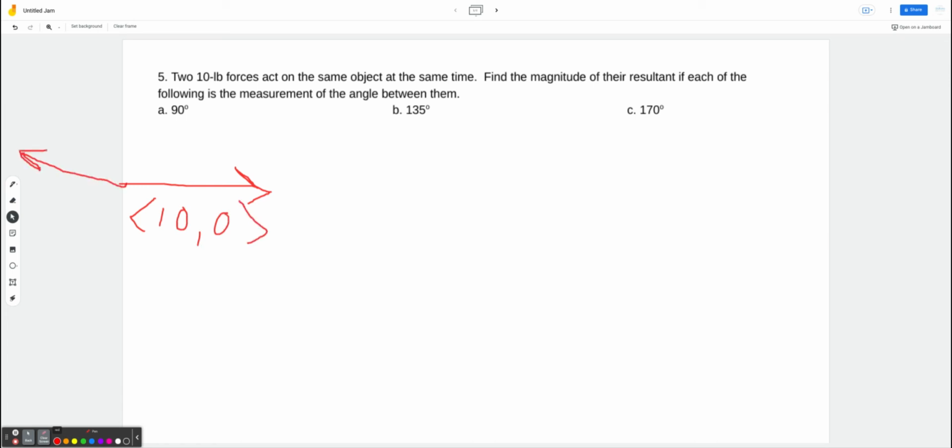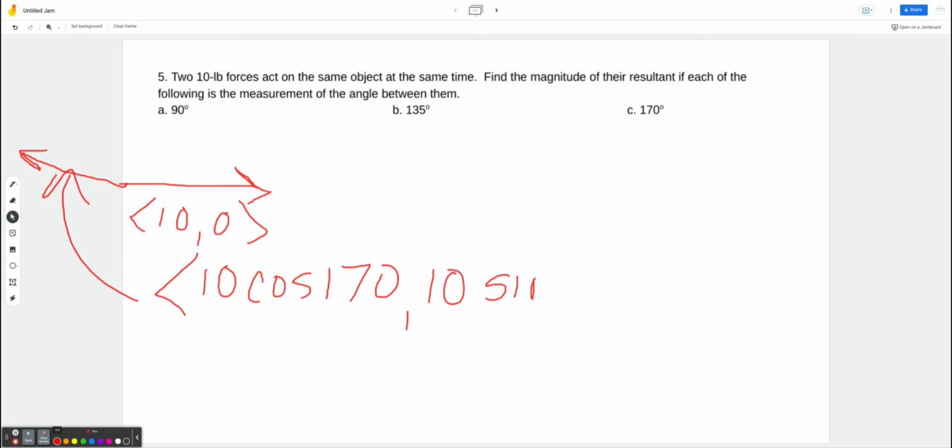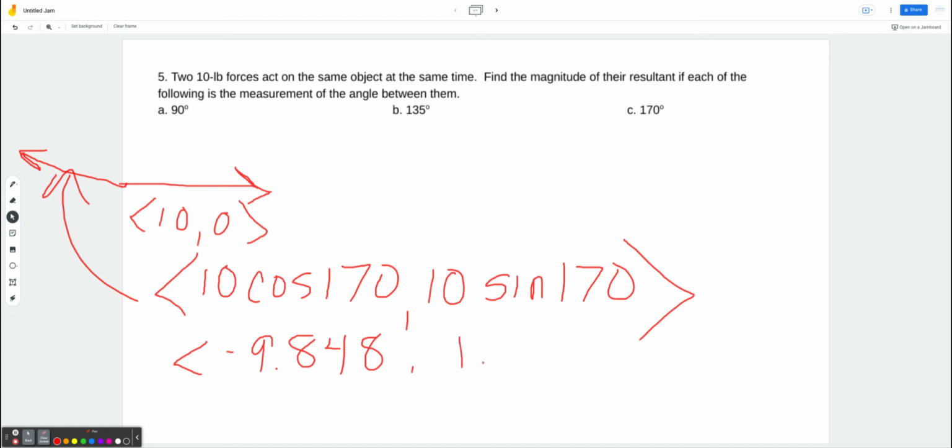And this is 10 cosine 170. This one right here is 10 cosine 170, comma 10 sine 170. So you get negative 9.8480, comma 10 sine of 170, and you get 1.7364.